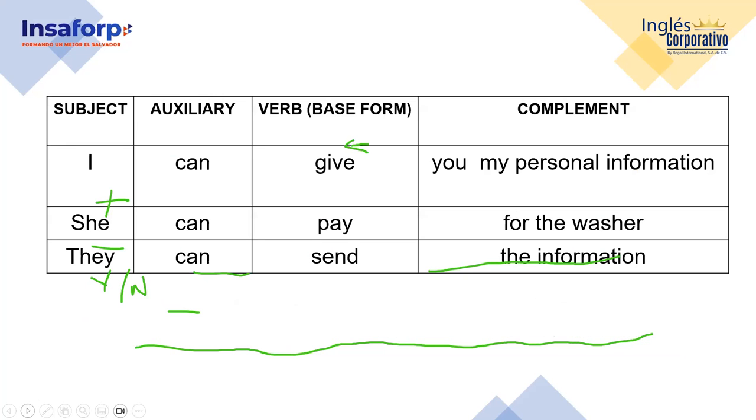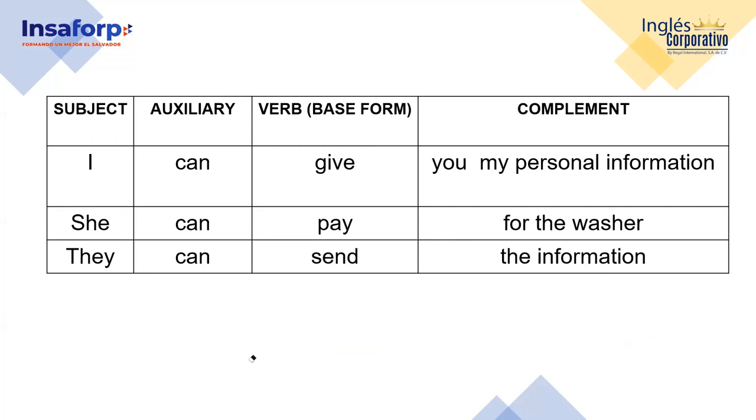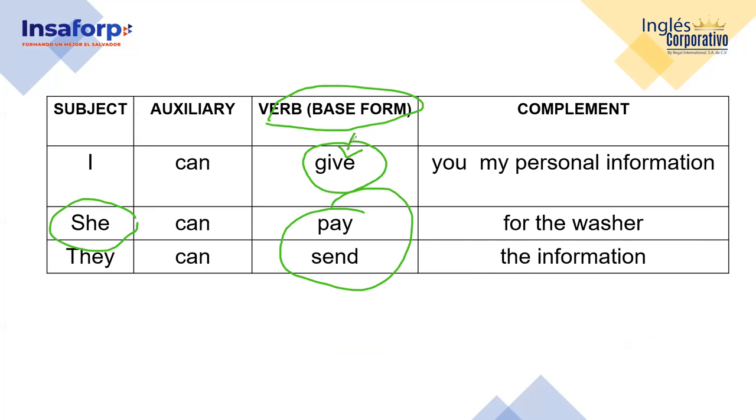But then I have this grammar structure. This is for affirmative. And as we studied previously, the auxiliary can, remember that we are going to use the verb in the base form. It doesn't matter if it is third person singular or not. The verb has to be in the base form with third person singular and with the rest of the pronouns. So I can say, I can give, she can give, they can give. I can pay, she can pay, they can pay. And the verb doesn't change at all.